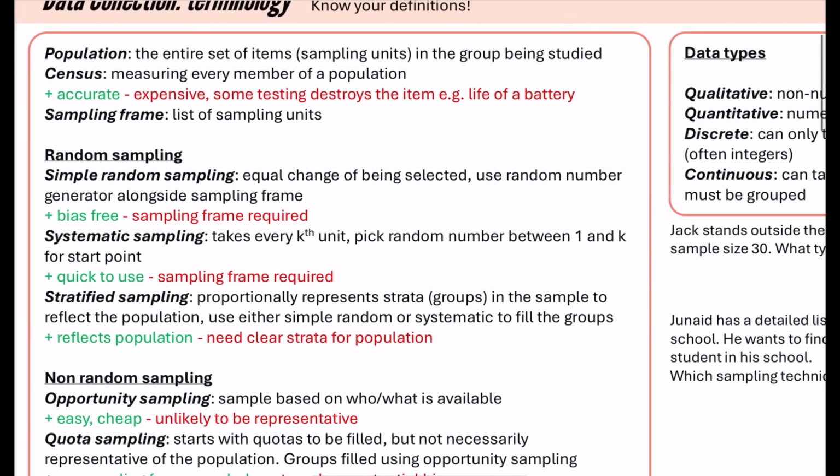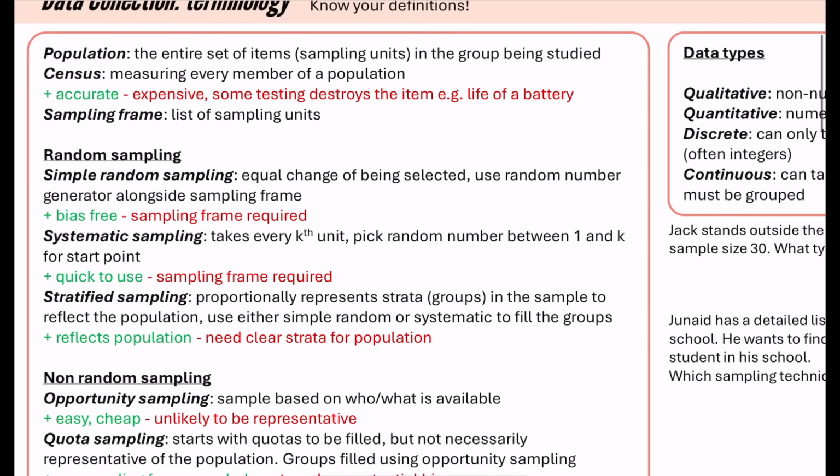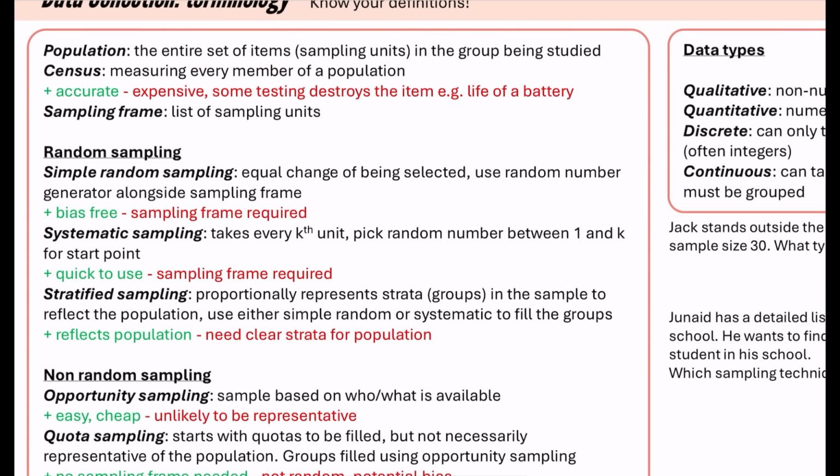So we'll begin by looking at the term population, which means the entire set of items. The items are sometimes referred to as the sampling units in the group being studied. So we often think of population as about people living in a country, but if you were studying, say, the members of students in your class, then the population is the members of students in your class.